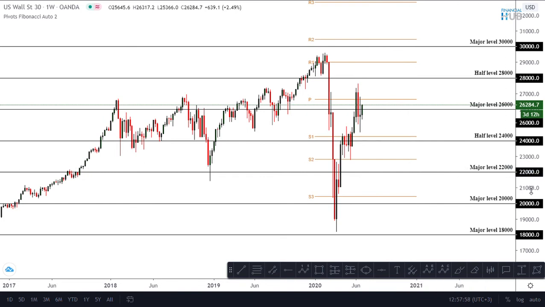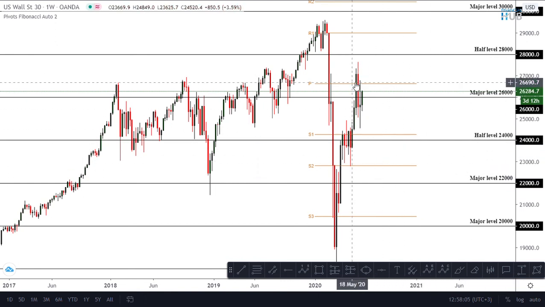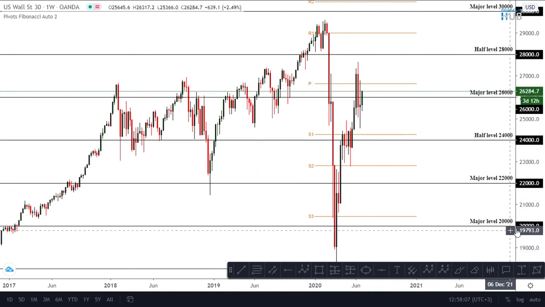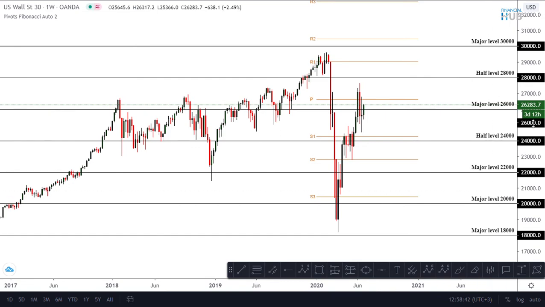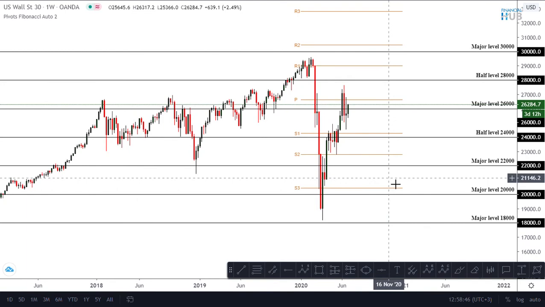So what am I looking for? You can see for the past 2 weeks we tried going above 27,000 and we failed terribly to do that. And I'm looking for a collapse to take place from this level to send us lower. So I'm looking for it to sink down all the way to 14,000 ultimately. But for now, let's wait for markets to play out.